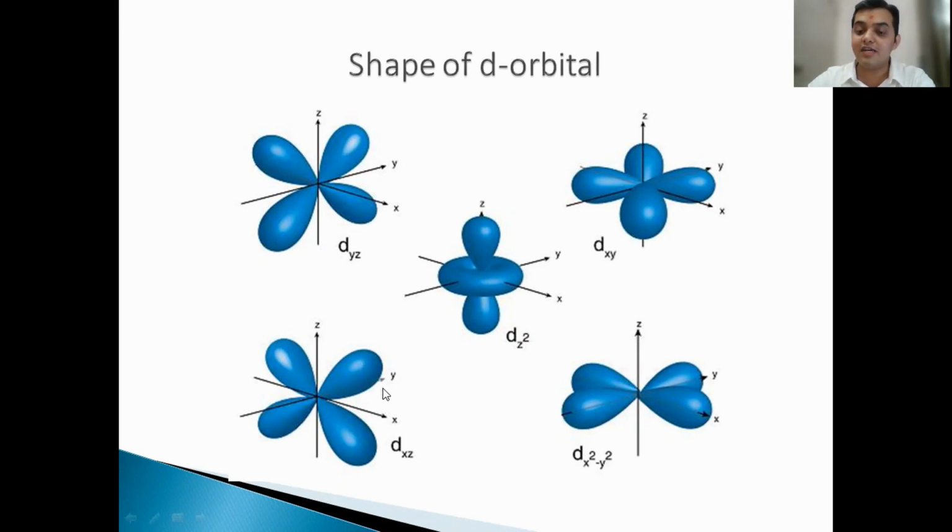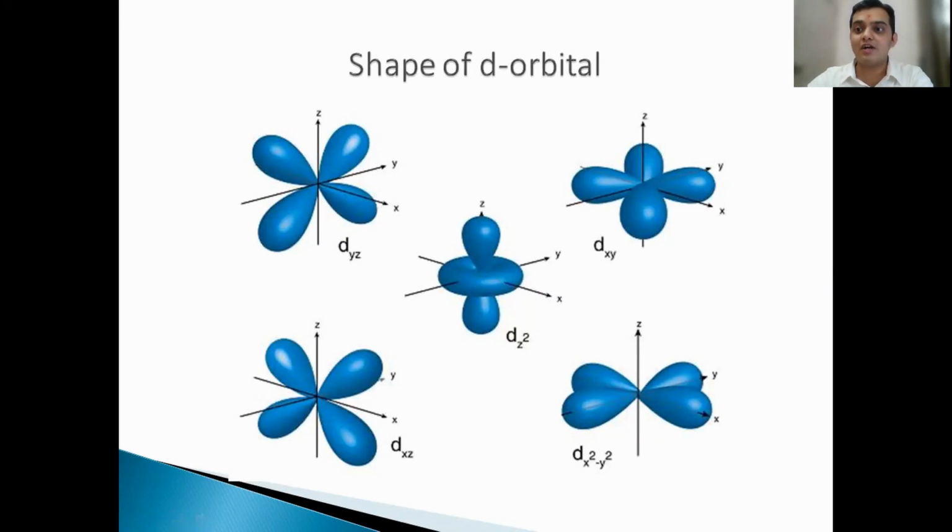In the same way, the x square minus y square, it is along the axis. Means it is on x and on y. If it is on x and on y, again there are two dumbbells. So again we can say double dumbbell shape. But the different shape in the d orbital is this dz square.